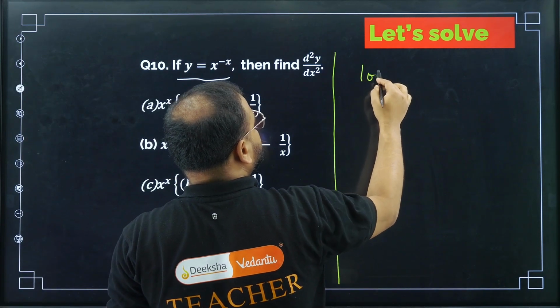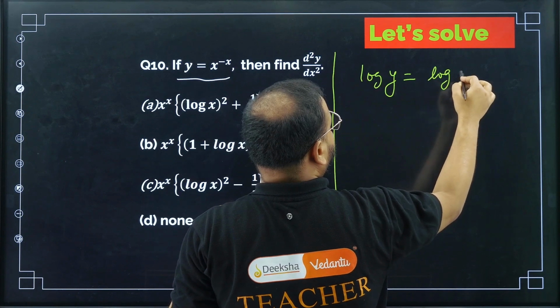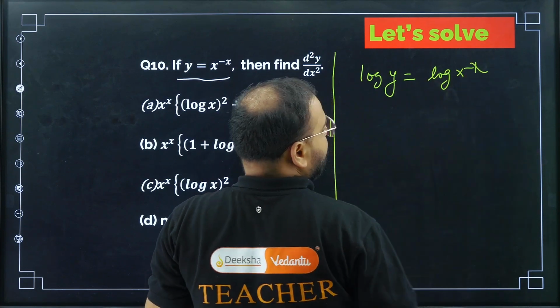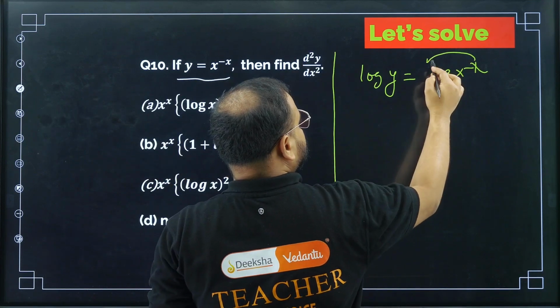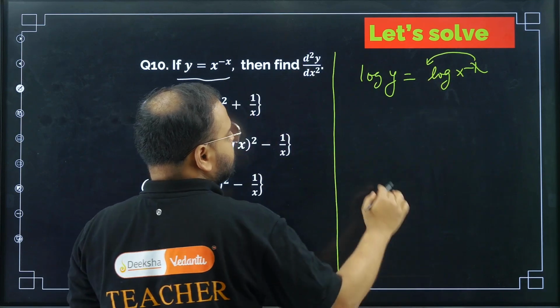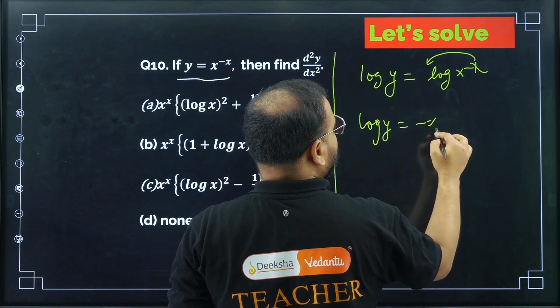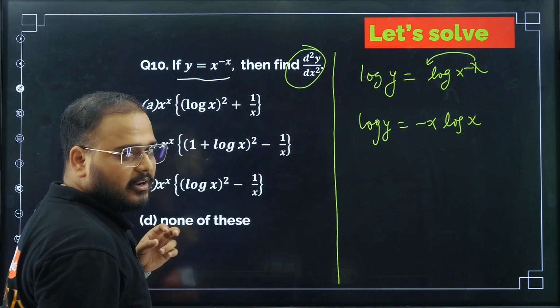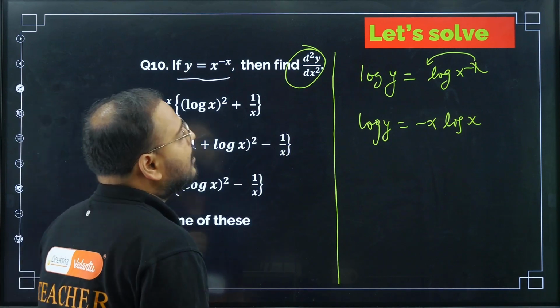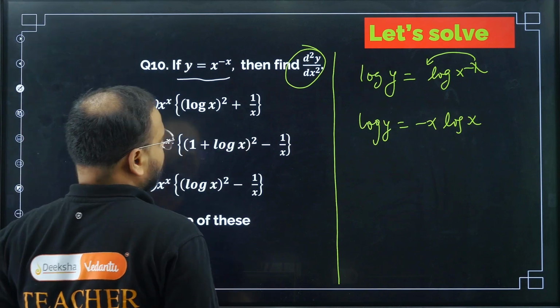I'll get log y equals log of x to the power minus x. Bring this over here using the power rule, and I get log y equals minus x log x. I want to find the second order derivative. What am I going to do? Differentiate this equation. Please try.